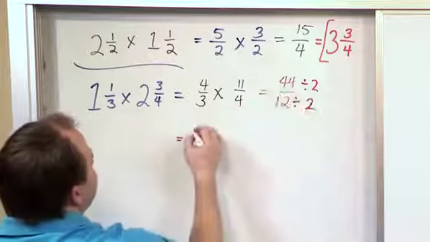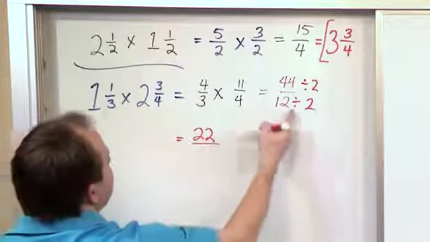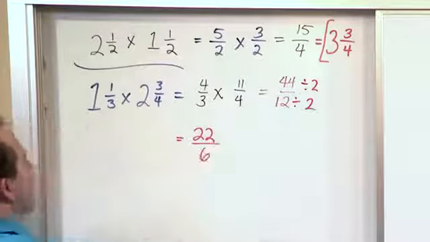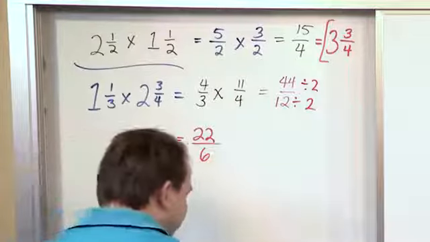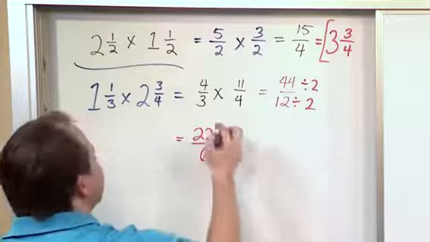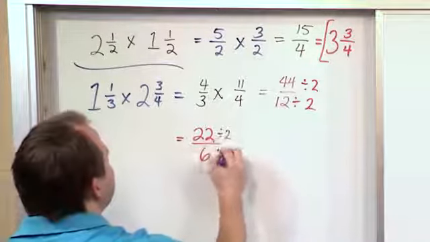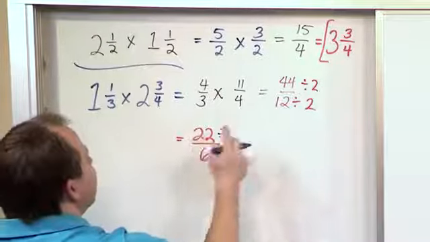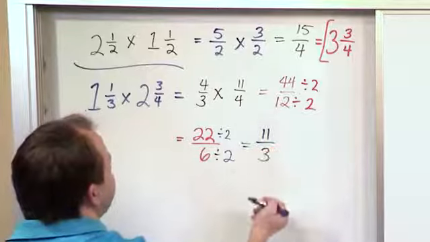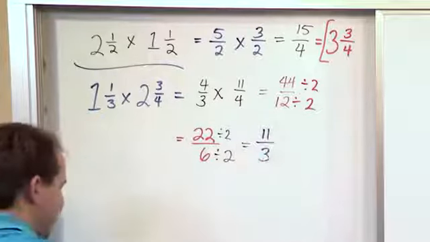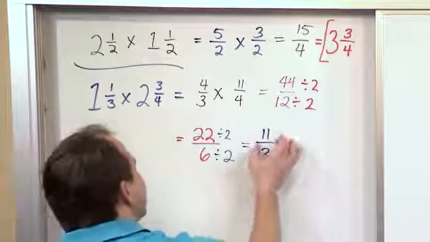44 divided by 2 is 22. 12 divided by 2 is 6. So we're presented with this fraction. But we notice again that this is still an even number and an even number. So we can again divide the top by 2 and again the bottom by 2. 22 divided by 2 is 11. 6 divided by 2 is 3. So we fully simplified this guy, but we had noticed also that it's improper.